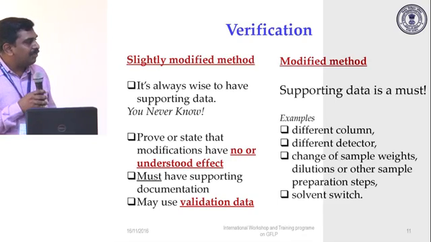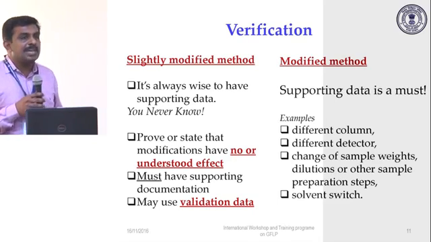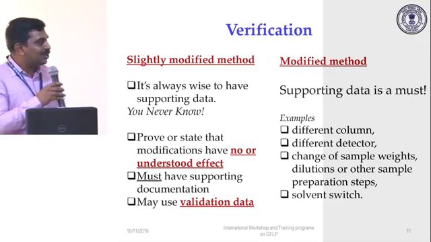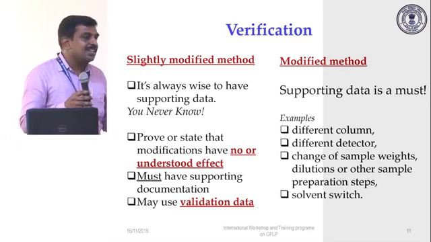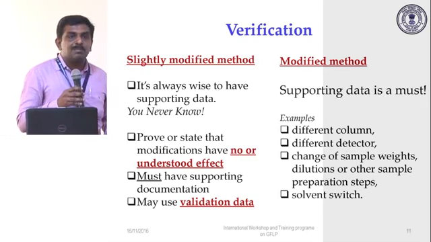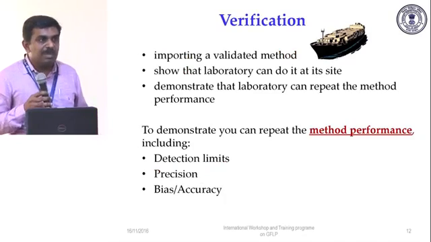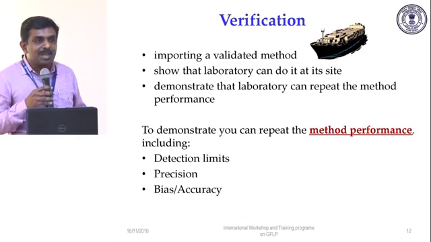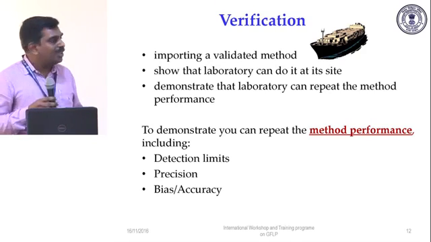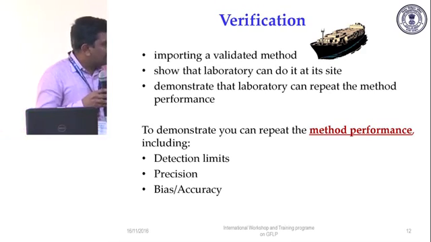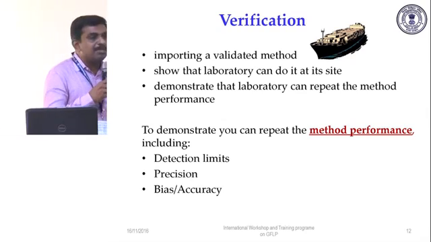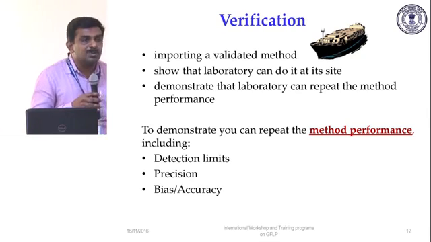Then generally for method performance, when you get a method, we have a tendency to do the basics. Some labs may do in-depth many more things like measurement uncertainty, and many of the other things. But basically you have a tendency to check the detection limits, precisions and the accuracies.